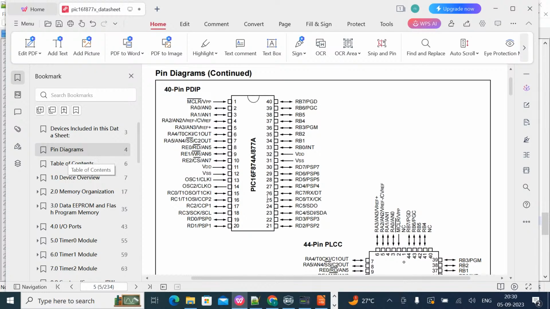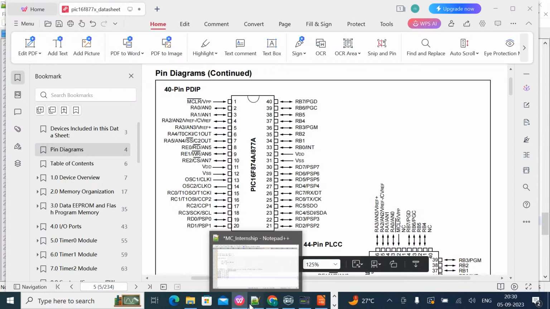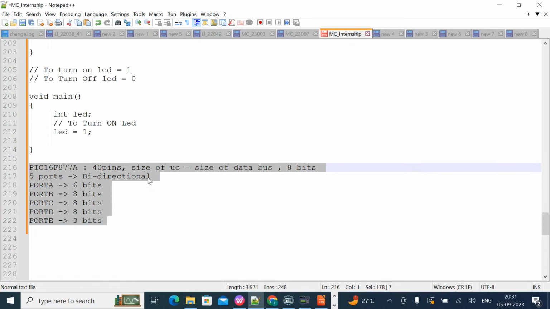So, understood whatever I was talking about in the block diagram? Whatever things we noted here, are you clear with it? At a time we can't read all the things from the data sheet. Whatever information we wanted, we collected. We wanted the information about the ports of the microcontroller, so we got that information. Yes, no?